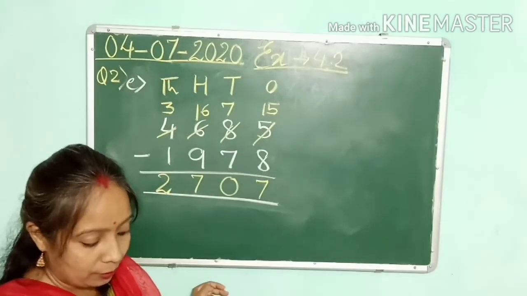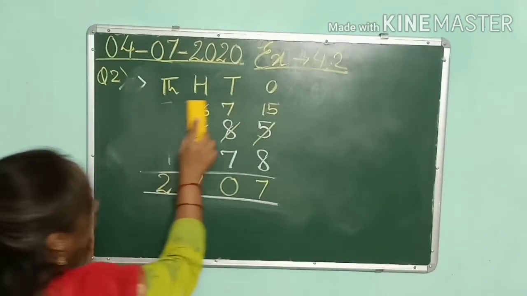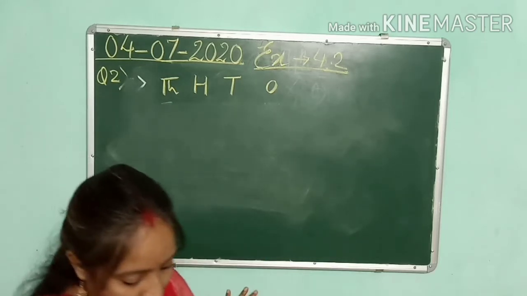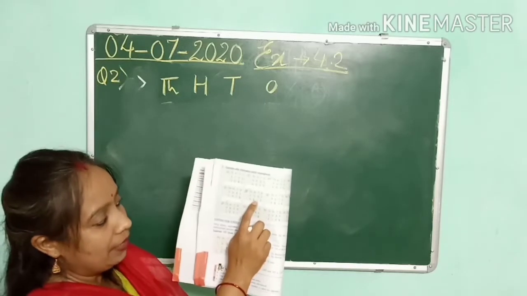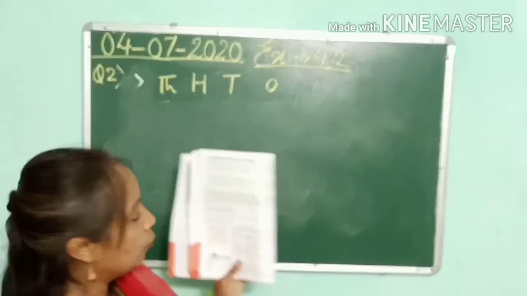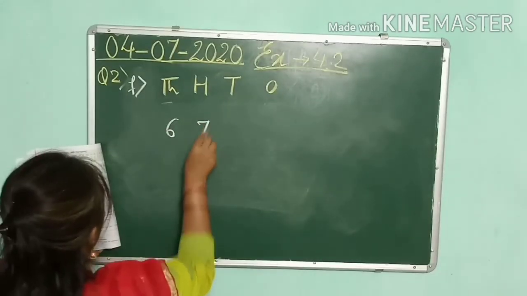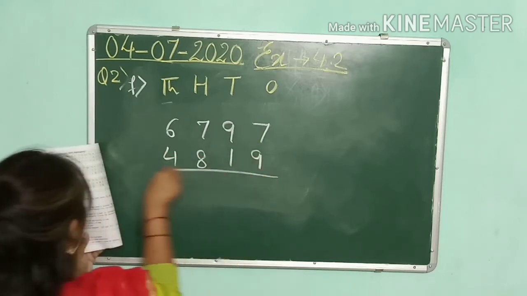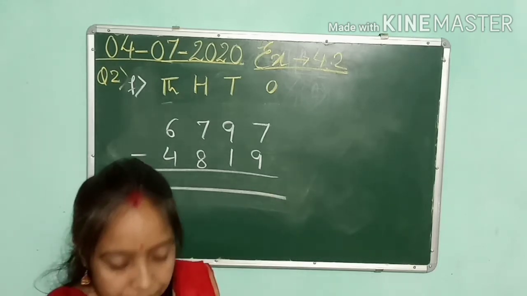Tell me the next question. Suppose I am taking question number F. In question number F, children, we have to subtract 6797 and 4819. Let's write the question. Right here, 6797, 4819. Now start from the ones column.